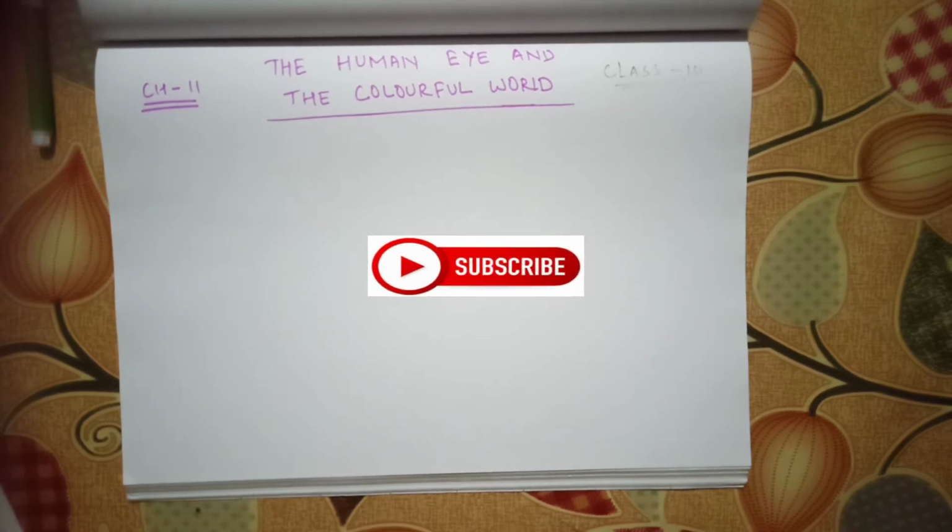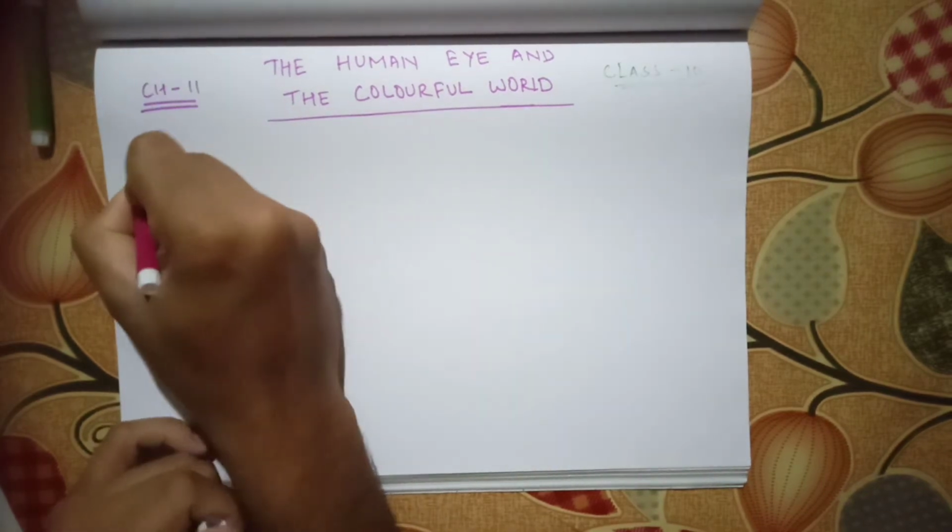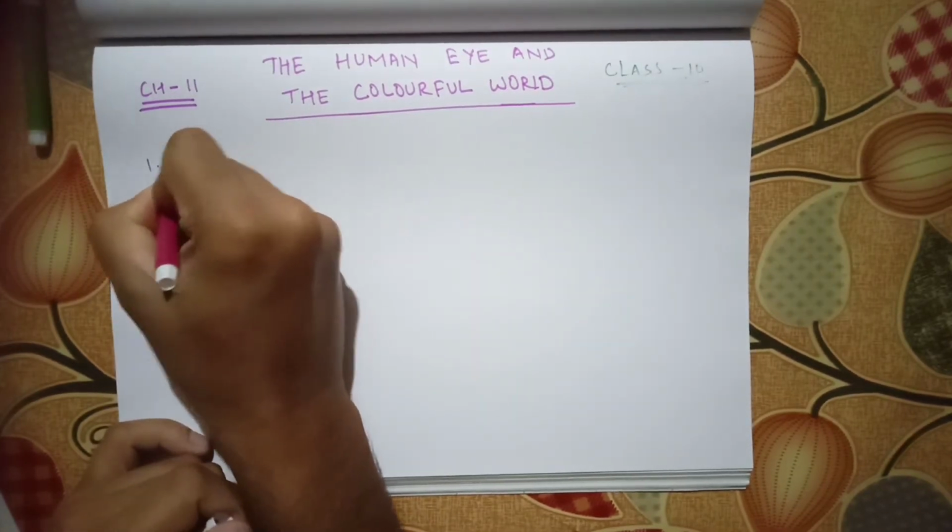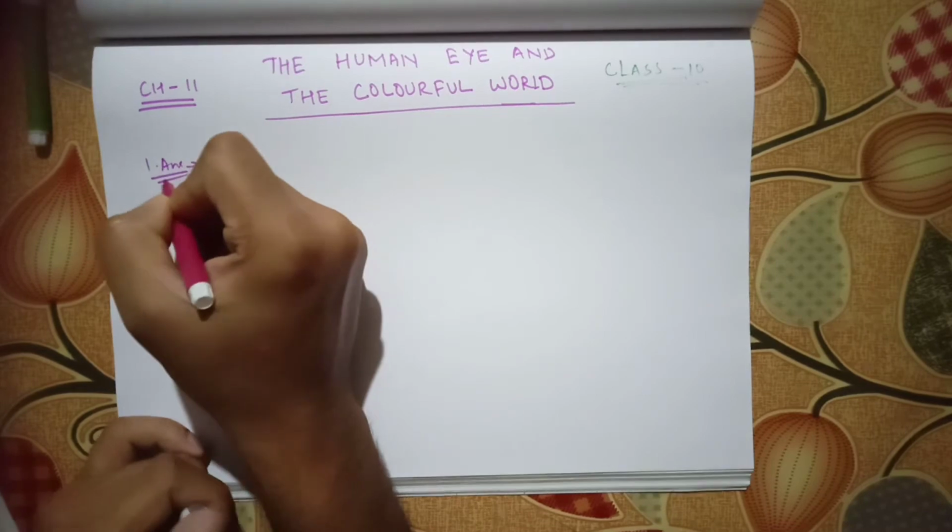So now let's start from the first question. It is asked that the human eye can focus objects at different distances by adjusting the focal length of the eye lens. This is due to what? Option A is presbyopia, B is accommodation, C is nearsightedness, and D is farsightedness.